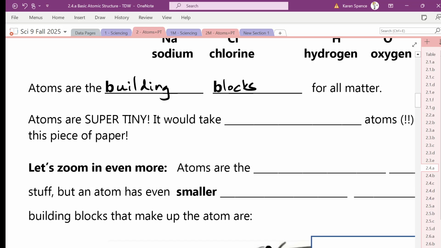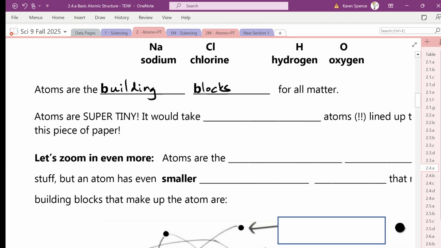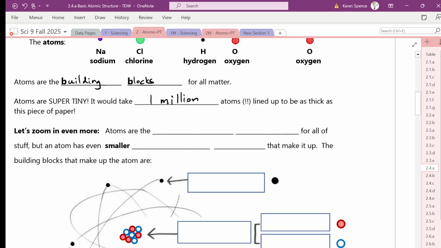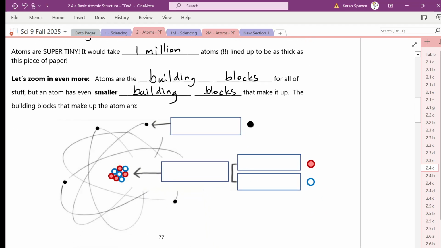Atoms are super tiny. It would take how many atoms to make up a piece of paper? Million. Okay, if we zoom in even more, well, atoms are the building blocks for all stuff, but an atom has even smaller building blocks that make it up. And these smaller building blocks, this is not on your sheet, these three here are called subatomic particles.